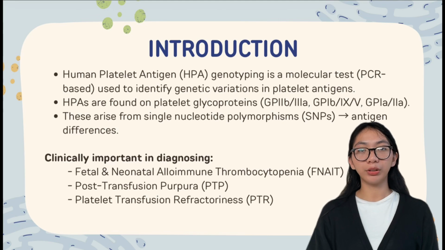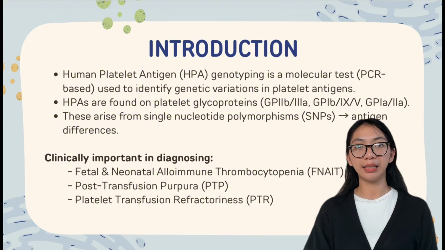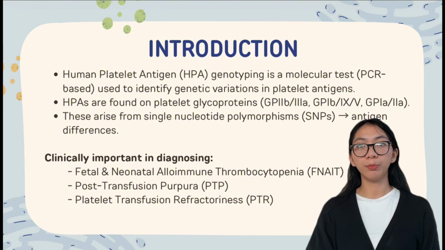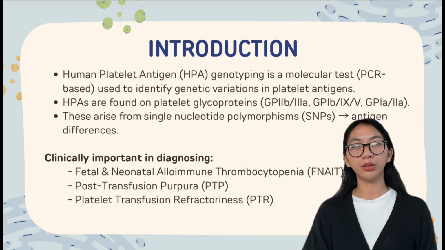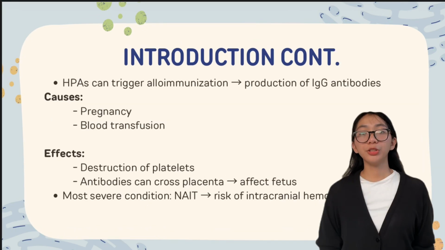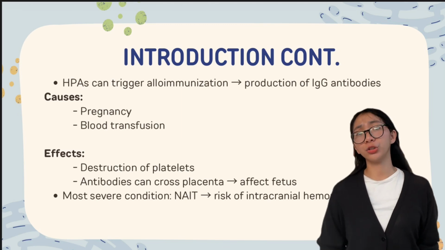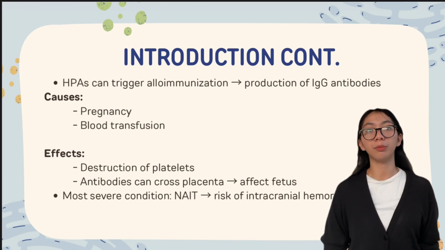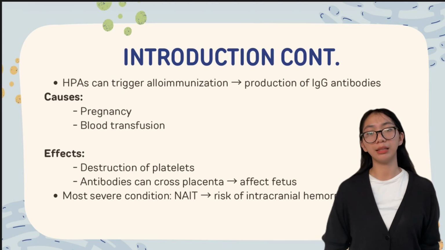This is clinically important in diagnosing conditions like fetal and neonatal alloimmune thrombocytopenia or FNAIT, post-transfusion purpura or PTP, platelet transfusion refractoriness or PTR. HPAs can trigger alloimmunization, which leads to the production of IgG antibodies. This usually happens due to pregnancy or blood transfusion. The effects include destructions of platelet and antibodies crossing the placenta and affecting the fetus.